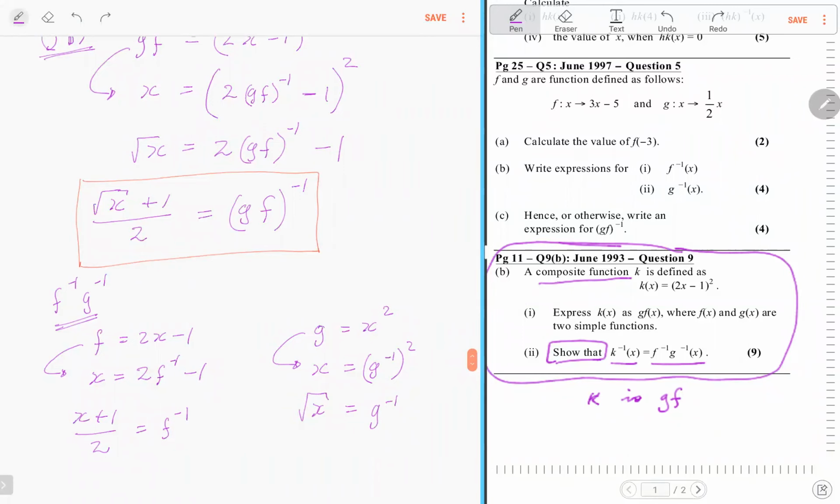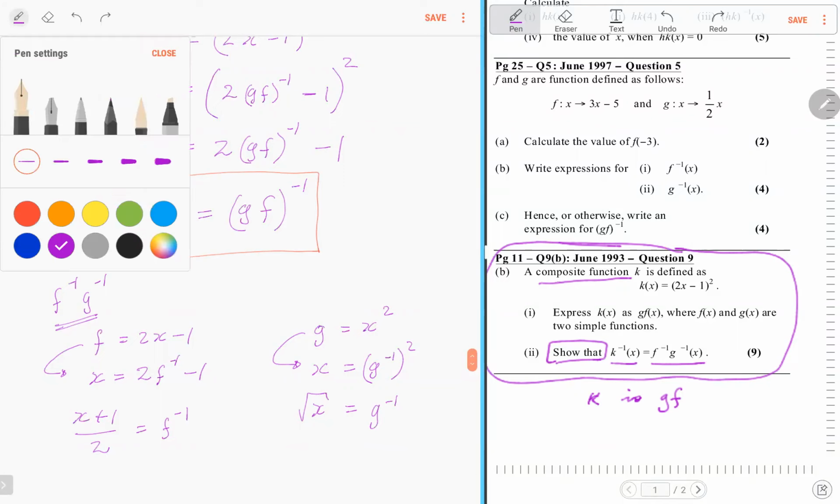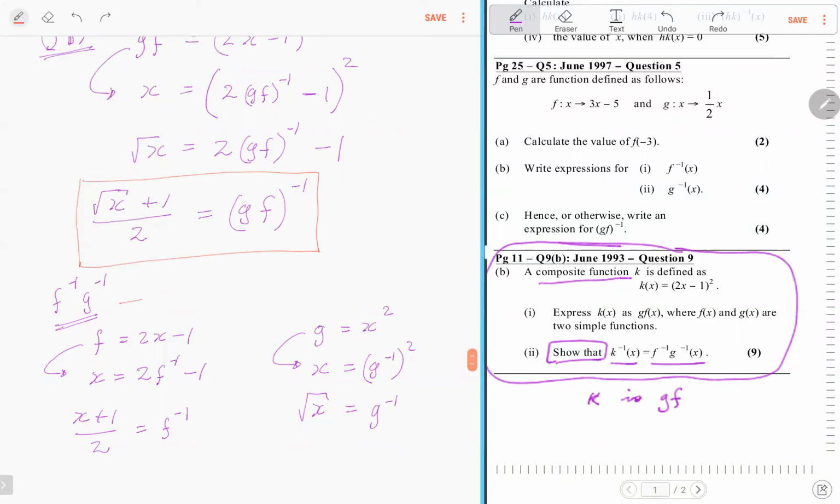And we're really trying to find this f to the minus 1 of g to the minus 1, which really means, what does it mean again? It means g to the minus 1 into f to the minus 1. So we're taking this one, g to the minus 1, and putting it into f to the minus 1 right there to form that composite function. G to the minus 1 into f to the minus 1.